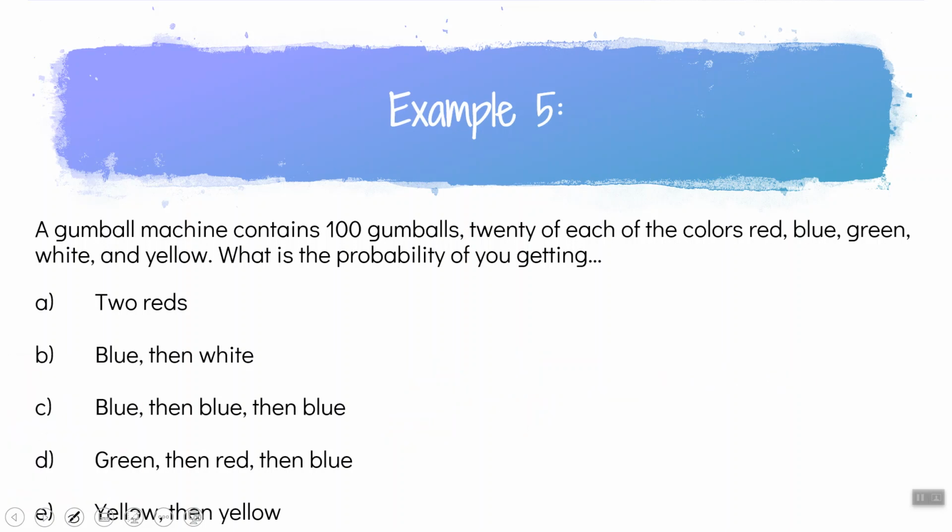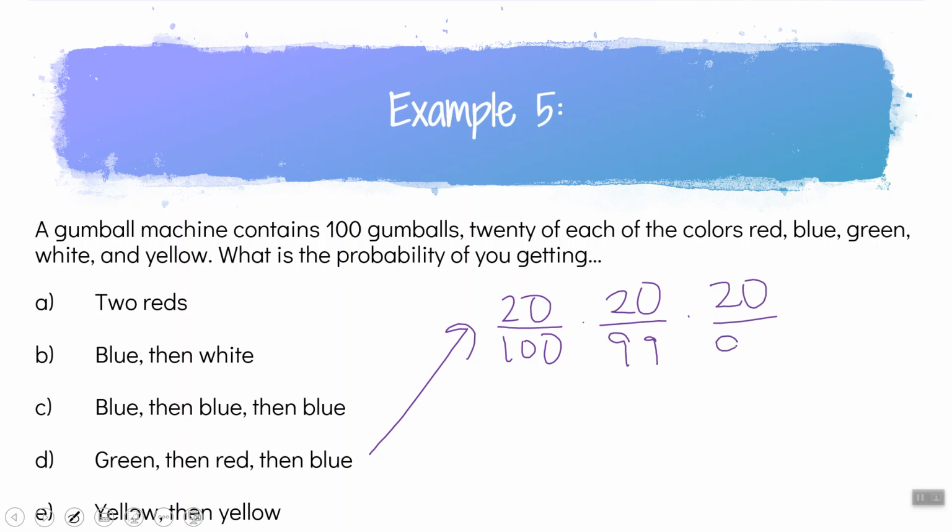A green, then a red, then a blue. So the odds of getting a green are 20 out of 100. The odds of getting a red, there's still 20 reds, but there's only 99 gumballs. And now there's 20 blue, but there's only 98 gumballs. So we come out to about 0.008.